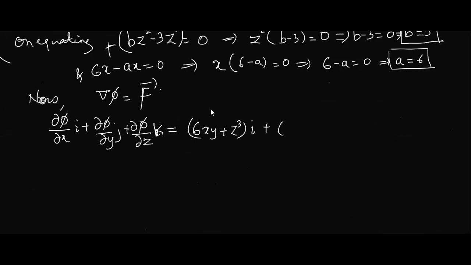3x square minus z, plus 3x z square minus y. Hope all are getting the same F. Correct?